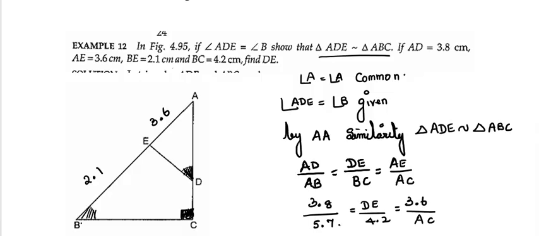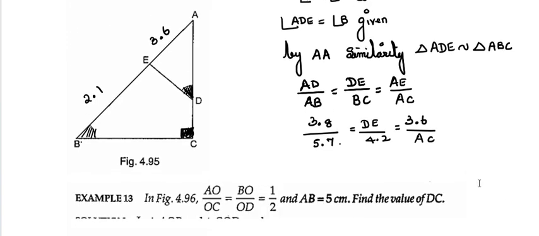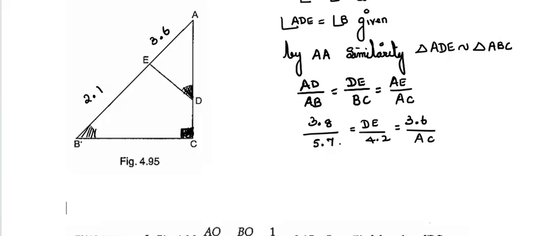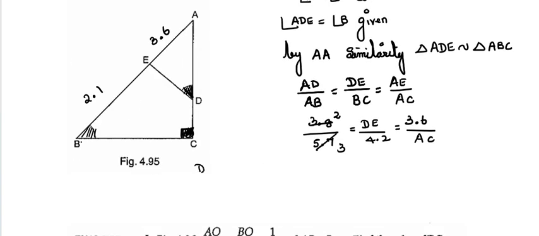You should know 5.7, 3.8, the 19 table. Prime numbers they will generally give in the exam actually. நீங்க அதை ஞாபகம் வச்சிருக்கணும். So this will be 3, this will be 2. What we have to find? DE. So DE is equal to 2 by 3 into 4.2, which will be 1.4, which will be 2.8 centimeter.